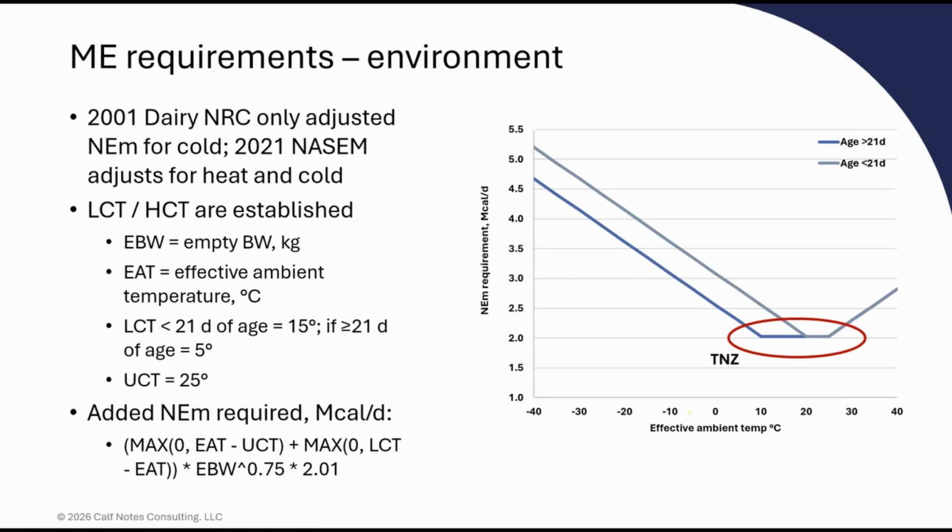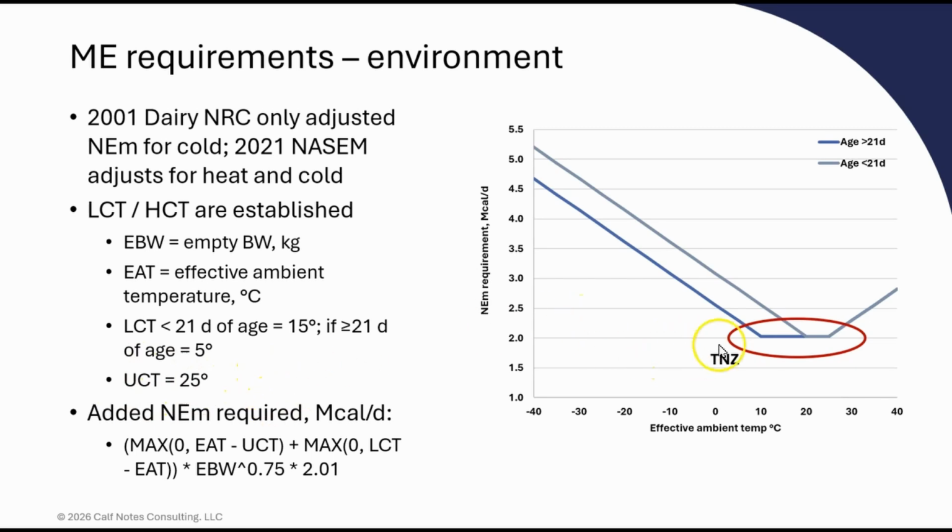Younger calves are more susceptible to cold stress, likely because their rumen is not fully developed and they produce less metabolic heat from fermentation. As a result, the lower critical temperature depends on calf age. For calves less than 21 days old, the LCT is set at 15 degrees Celsius. For calves older than 21 days, the LCT is reduced to 5 degrees Celsius. The upper critical temperature is the same for all calves and is set at 25 degrees Celsius.